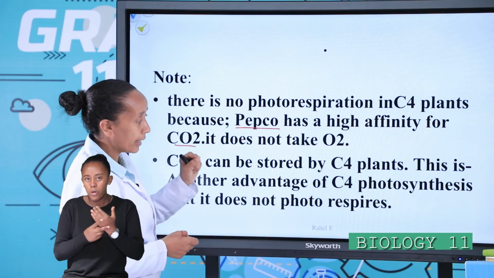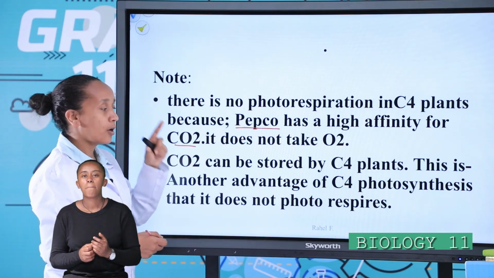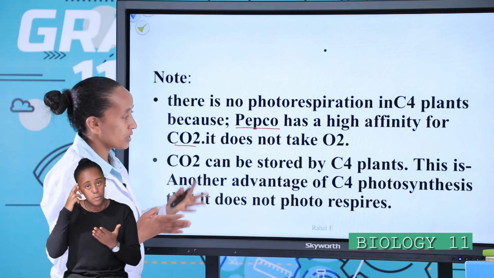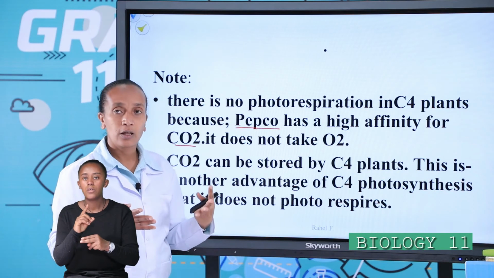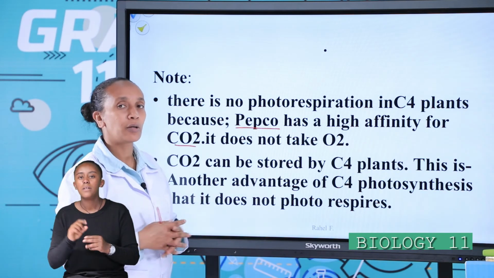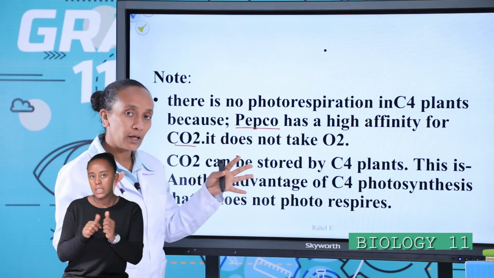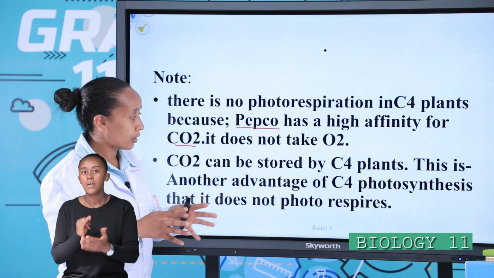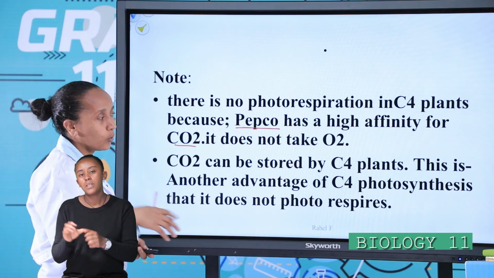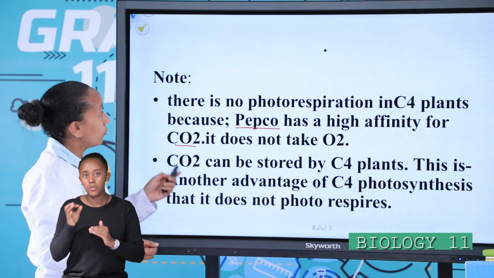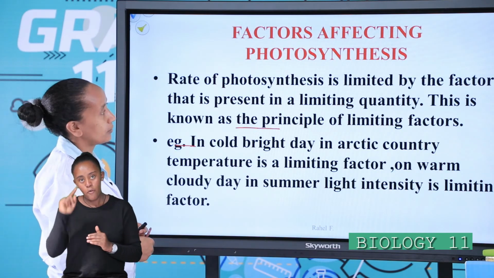Carbon dioxide can be stored by C4 plants. As we said earlier, in bundle sheath cells, more carbon dioxide is accumulated. This is because if you look at the nature of bundle sheath cells, they are impermeable to carbon dioxide. So carbon dioxide cannot escape from the cell, rather it accumulates within the cell. So there is no problem of shortage of carbon dioxide for C4 plants.